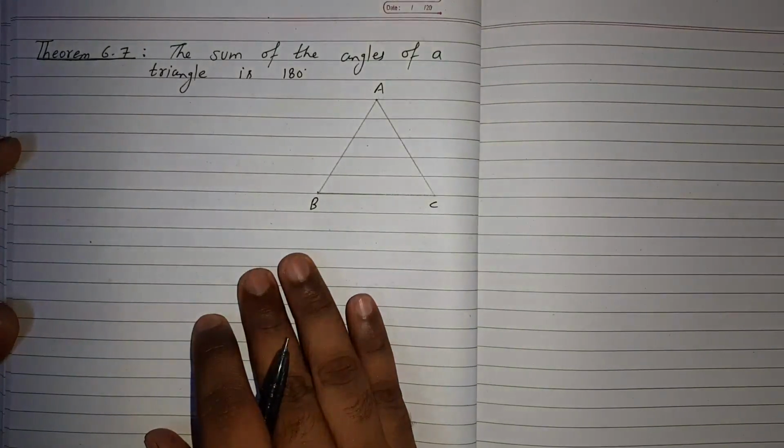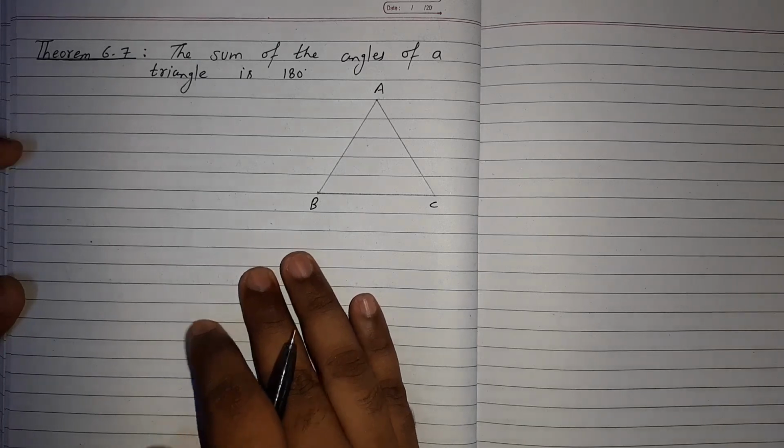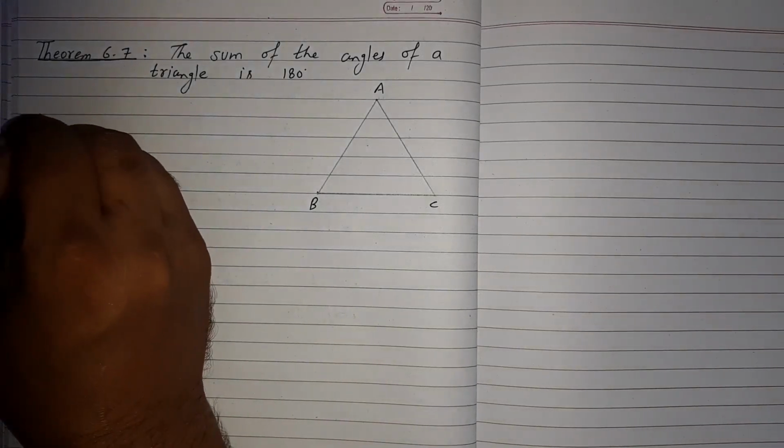Now we will continue this chapter. Today we will do theorem 6.7, and the statement of this theorem is: the sum of the angles of a triangle is 180 degrees. As I told you earlier, whenever we prove any theorem, we will consider 4 points. The first point is given. So what is given in this theorem?